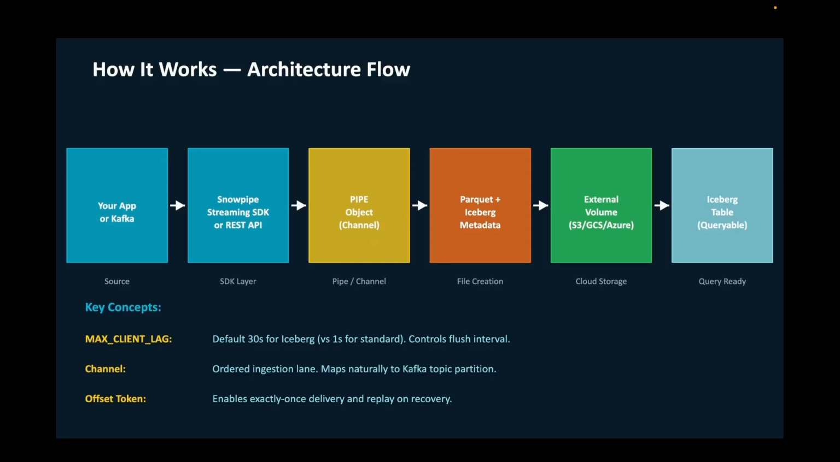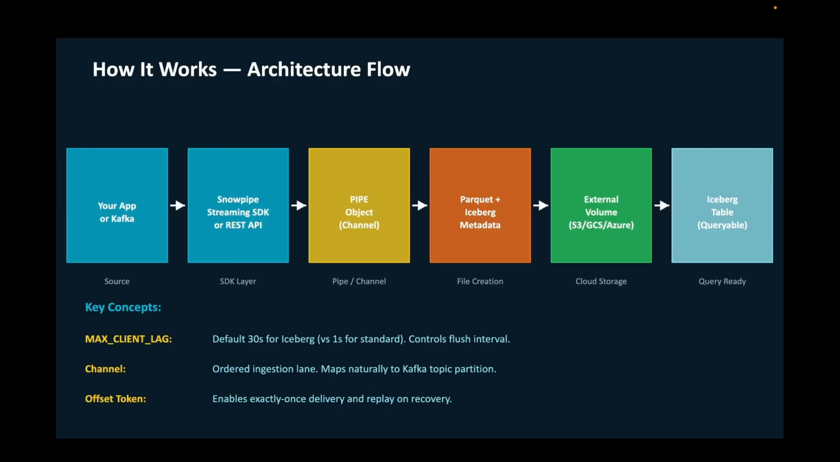How it works, the architecture flow. Consider you have Kafka topics or an application as a source, and you introduce an SDK layer, a Python script, and you import the required Snowpipe streaming SDKs, and then leverage an SDK, Python or Java, or the Rust core that are supported by Snowflake, and then read the data from the Kafka topics and write into Snowflake Iceberg managed tables.